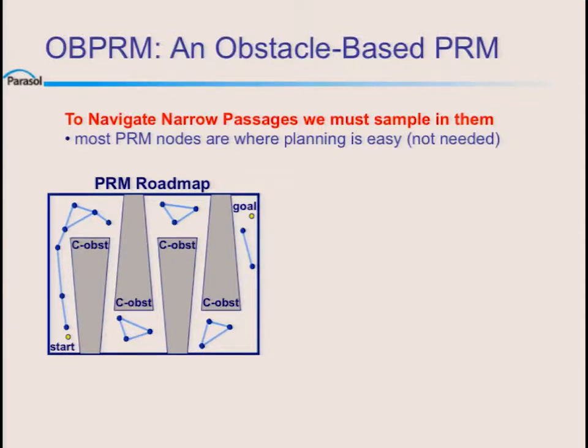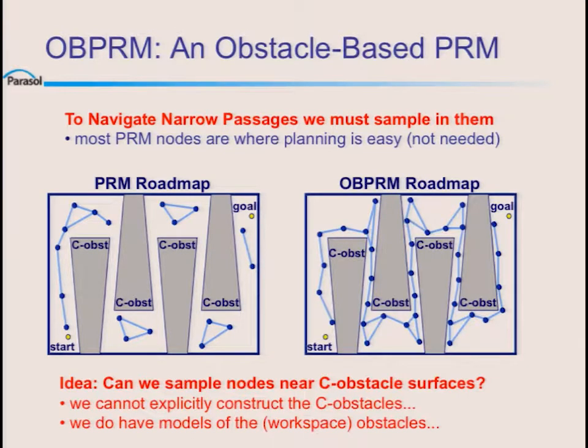To give you an idea about the first one, OBPRM, it's really simple. If we look again at this example, we get many samples where we don't need them, and we don't get them where we need them, in the narrow regions. Instead, we'd prefer to get samples near the surfaces of these obstacles, because that's where planning is hard. One problem is that we cannot afford to explicitly construct these configuration space obstacles. So how do we sample near them without any representation of them? On the other hand, we have workspace information that we weren't using in the initial uniform sampling methods.